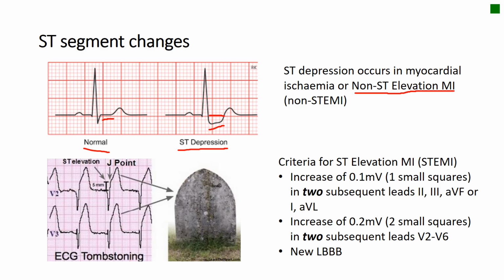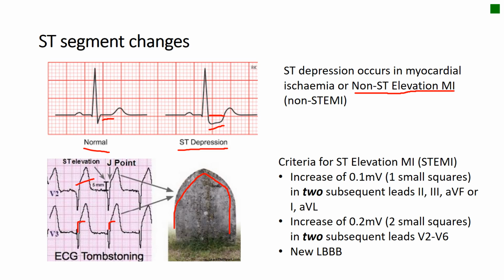Most MIs present as a STEMI. We get ST elevation. You see that on this graph here, how elevated it is above the baseline. It's at least 3 to 4 squares above. It's what we call tombstoning. This is a classical British, I suppose, tombstone. You get that shape.